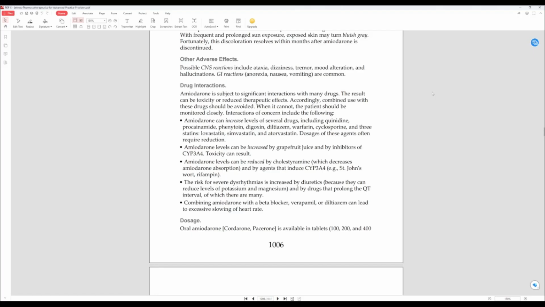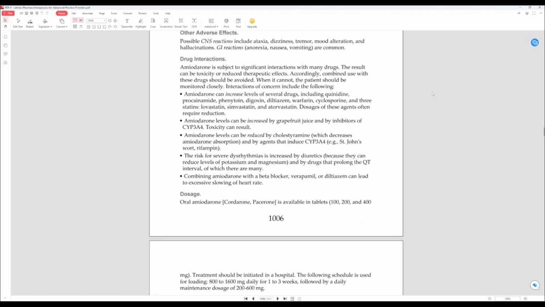I say this because amiodarone is subject to significant interactions with many drugs. As a result, there can be toxicity or reduced therapeutic effect. Amiodarone levels can be increased by grapefruit juice or by agents inhibiting the CYP3A4. Toxicity can result. Amiodarone levels can be reduced by cholestyramine, foods, and by agents that induce that CYP3A4.